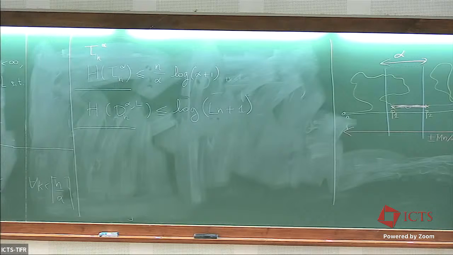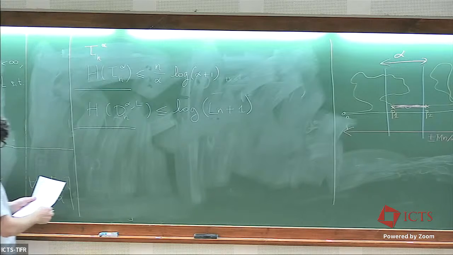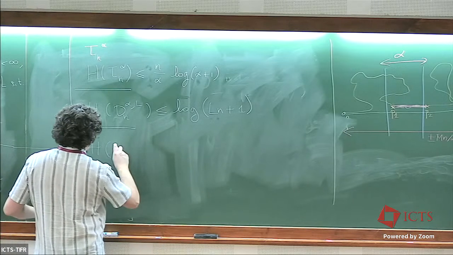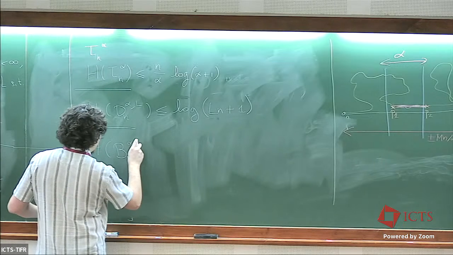Okay. And now what about the last thing? The last thing is the thorniest one: what about the entropy of the bad part?